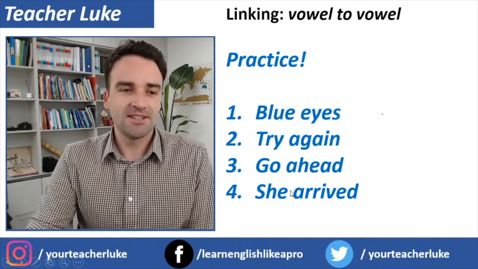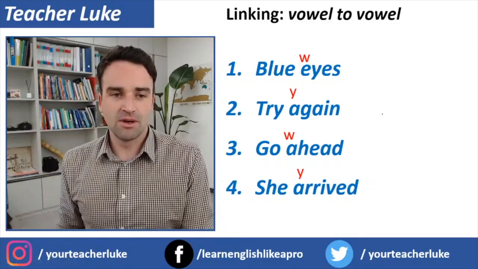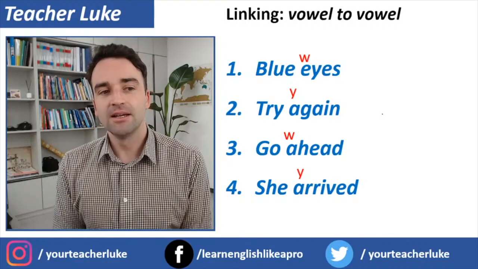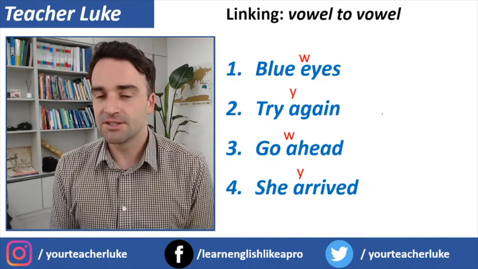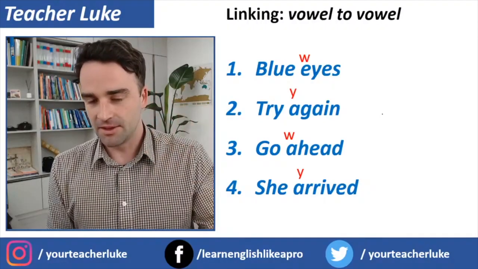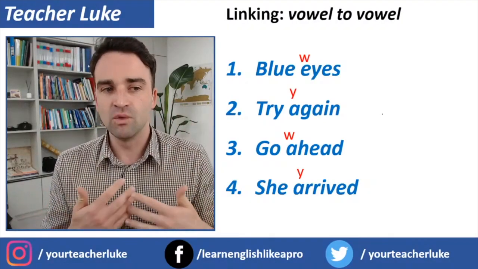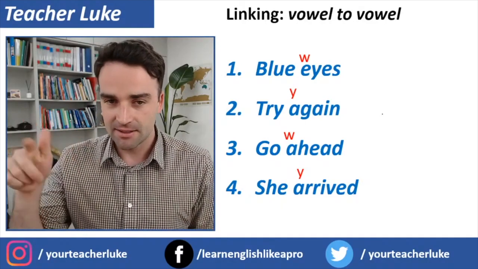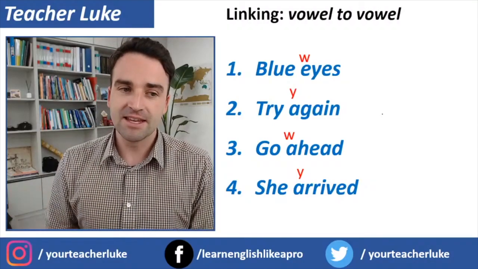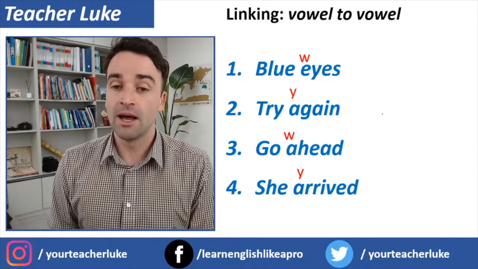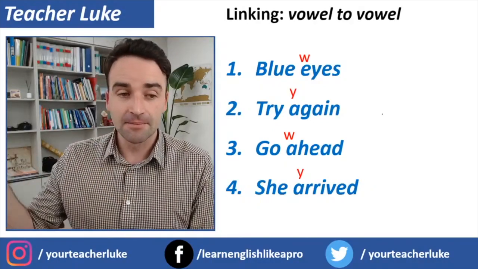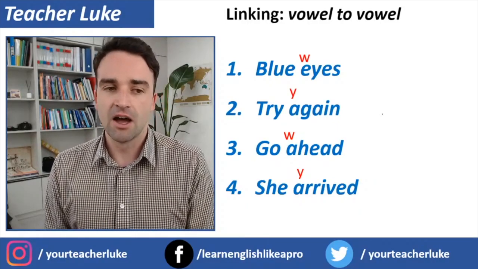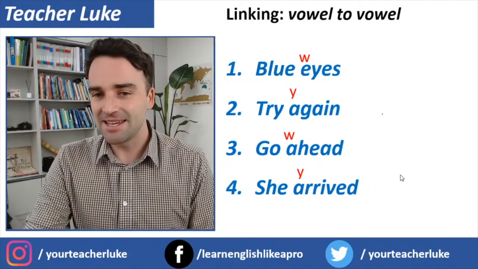Okay, guys, let's check these answers. I hope you got these correct. One is blue eyes. Blue is more of a round vowel, so the linking is more likely to be a wa: blue eyes. Try again: try is a long vowel, so it's a ya linking, try again. Three is go ahead: o is also a long vowel, so go ahead. And she: e is a long vowel, so it takes a ya sound. Okay, so that's linking vowel to vowel.